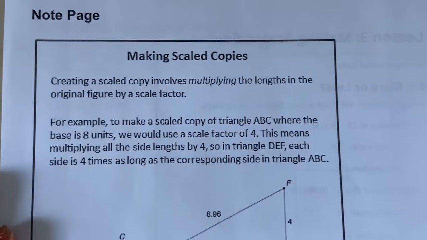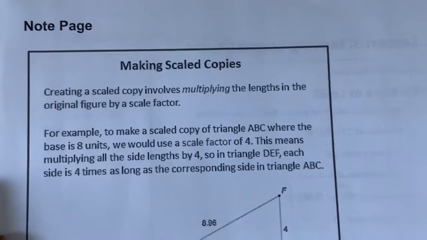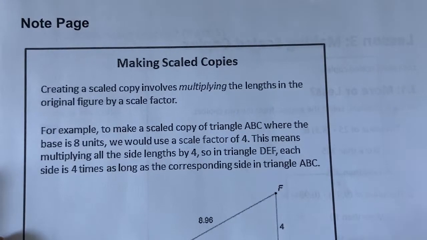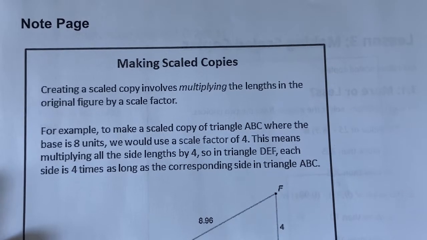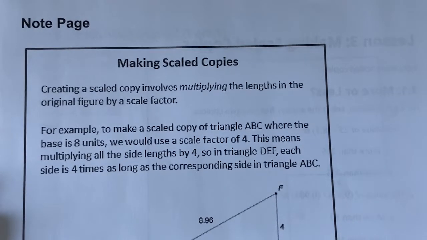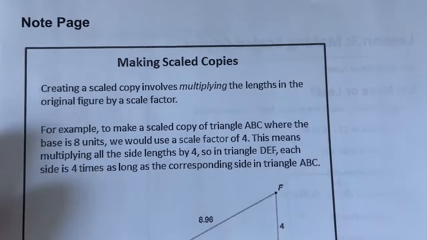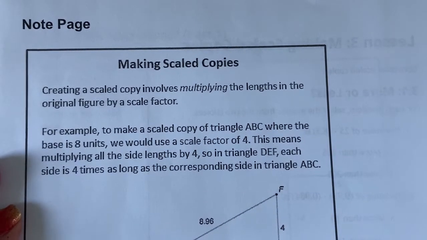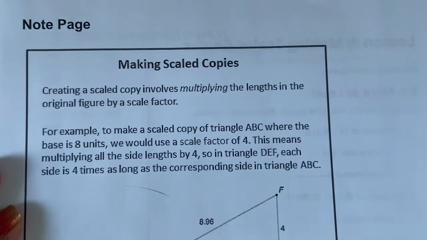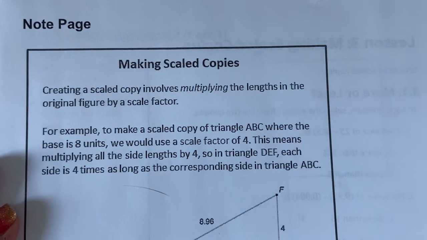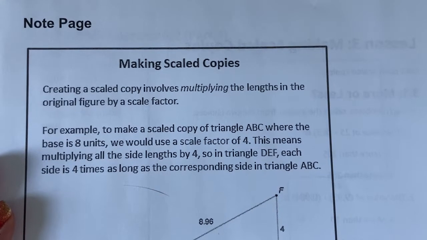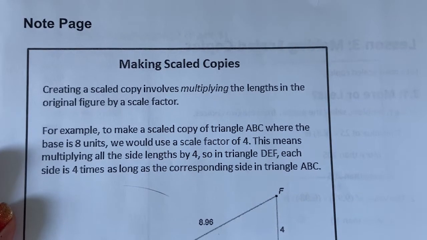Okay, so I just enlarged this a little bit. It was also in the book or the packet. It says creating a scale copy involves multiplying the lengths of the original by a scale factor. Now, what I want you to keep in mind is that multiplying doesn't mean it has to be bigger. I can multiply by something bigger than 1, or I can multiply by something less than 1. If I want to go bigger, I multiply by a number larger than 1. If I want to go smaller, then I multiply by a number less than 1.